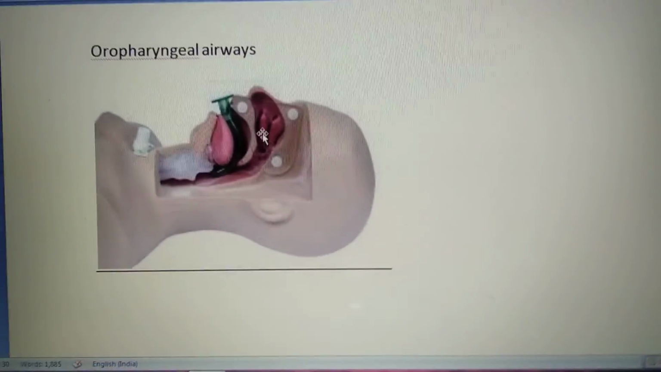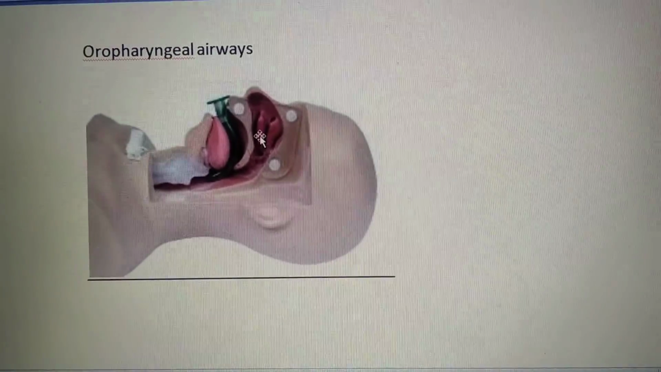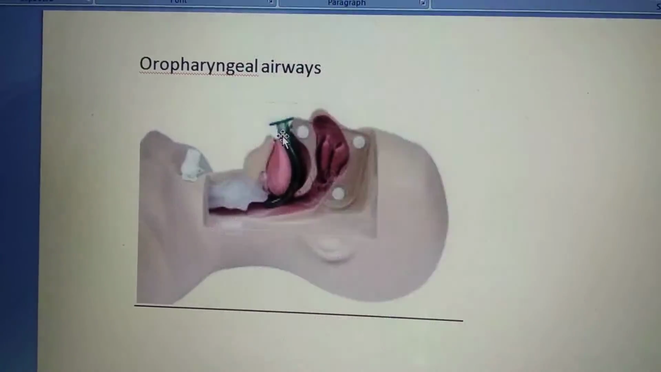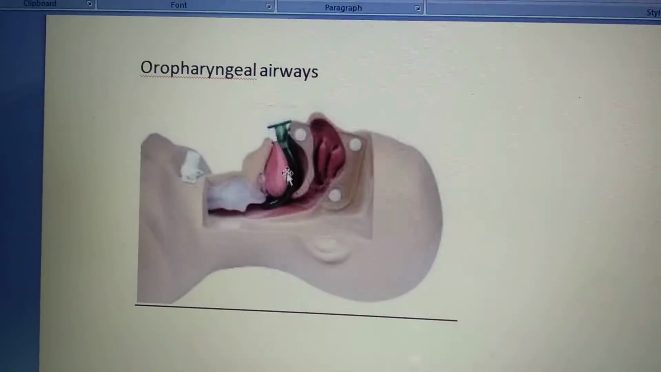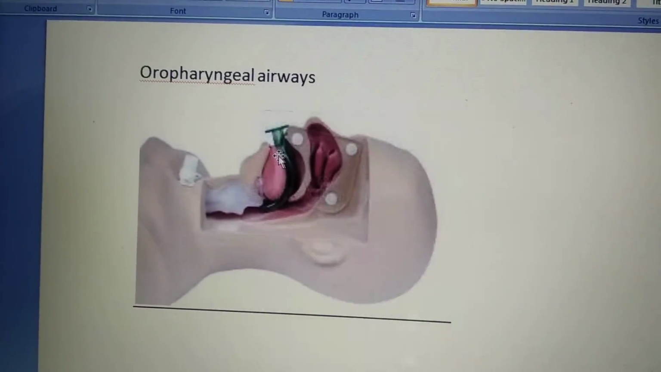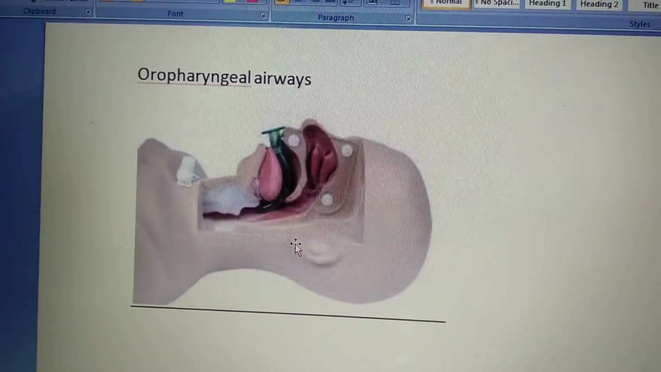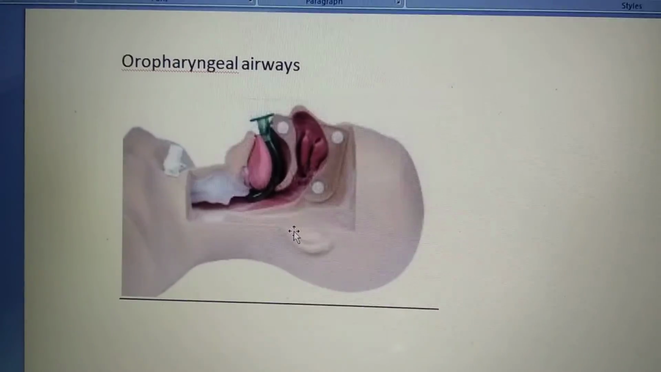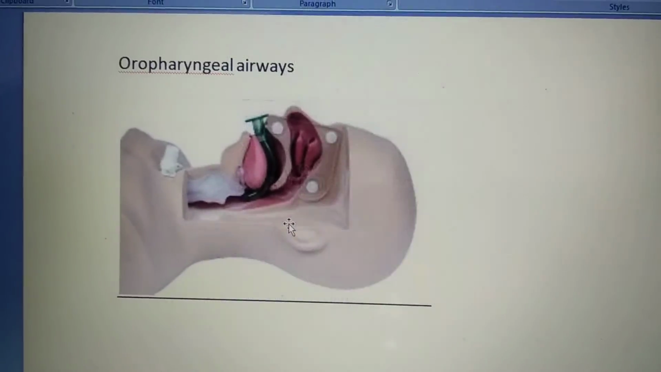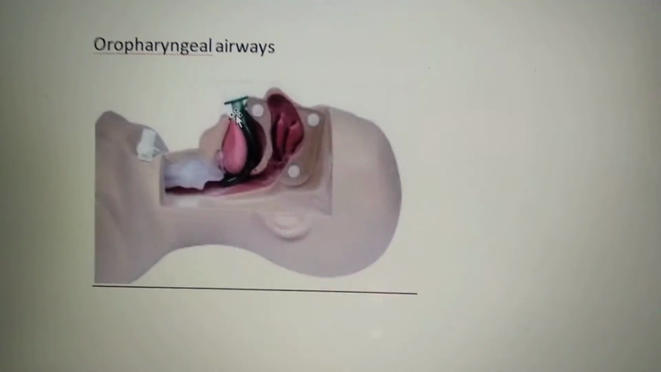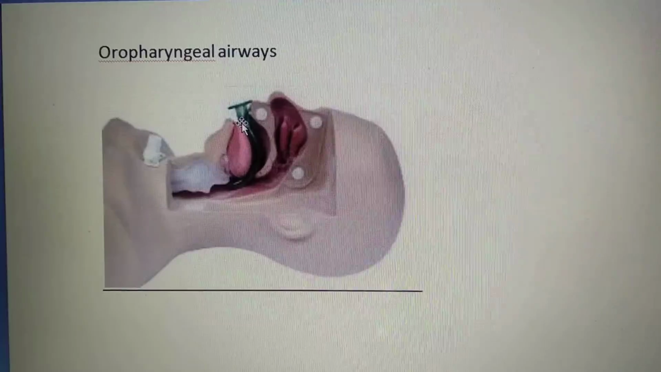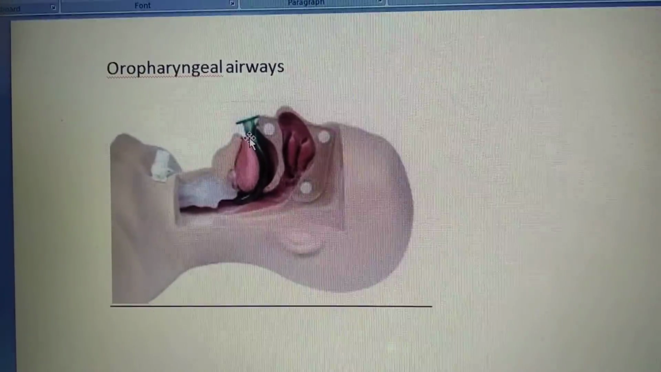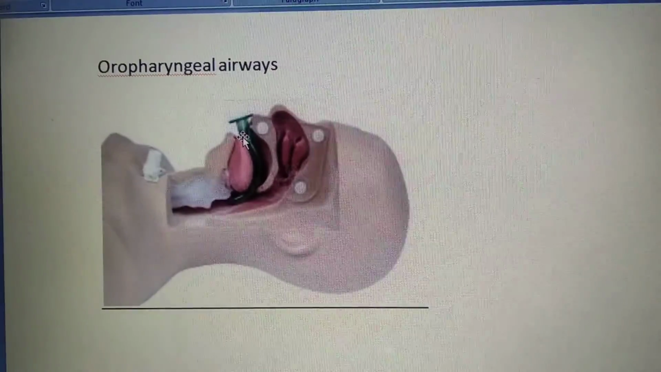Next, in certain patients, if we are in a hospital setup, we can do an oropharyngeal airway. It's very simple. We have to take a suitable oropharyngeal tube. We can measure it from the level of the angle of the mouth till the level of the angle of the mandible, or the tragus of the pinna. This oropharyngeal airway we have to do only in an unconscious patient. If the person is conscious, they will spit this out.